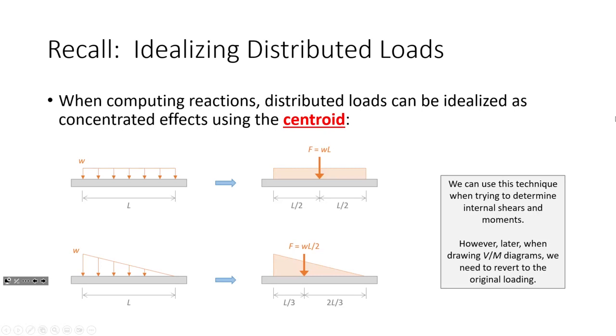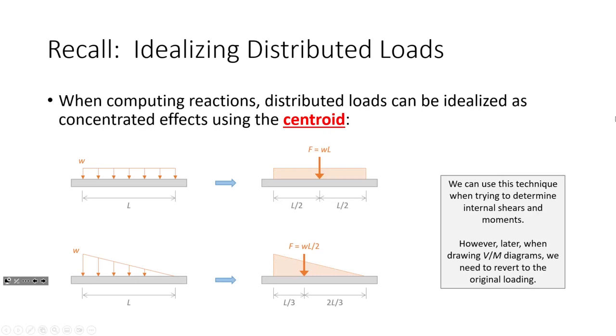Let's go back to idealizing distributed loads. I want to talk about what happens when you cut sections through distributed loads. This is a common mistake that happens. I want y'all to pay attention to this. So, when you're computing reactions, what do we do with distributed loads? We idealize them as concentrated loads, right? So we take a distributed load, let's say 2 kips per foot over 30 feet, and we idealize it as a 60 kip load right smack dab in the middle, right?